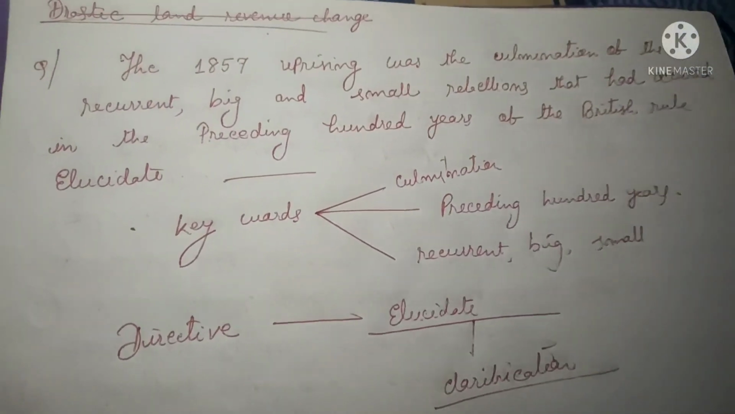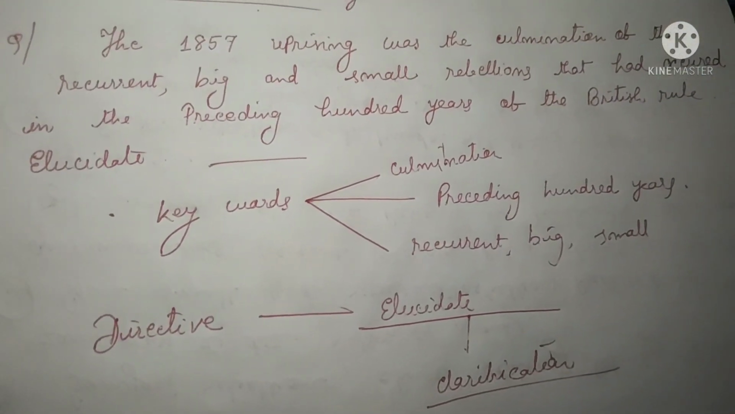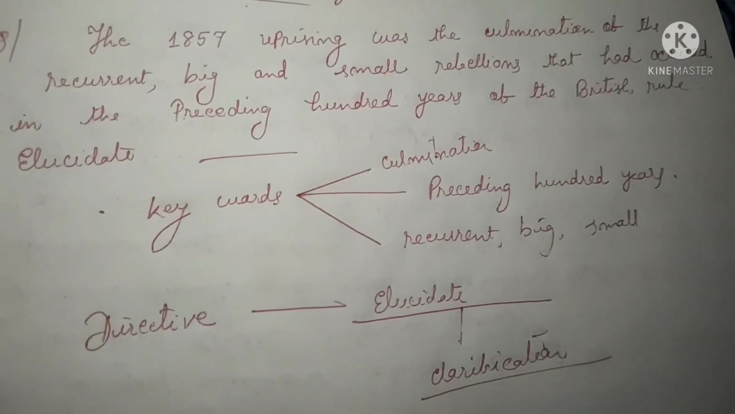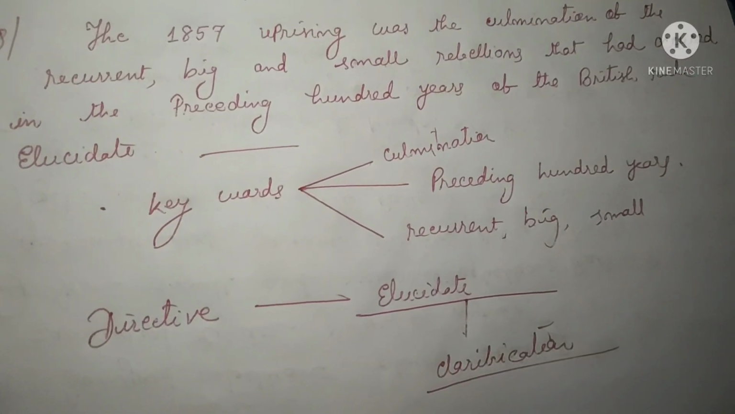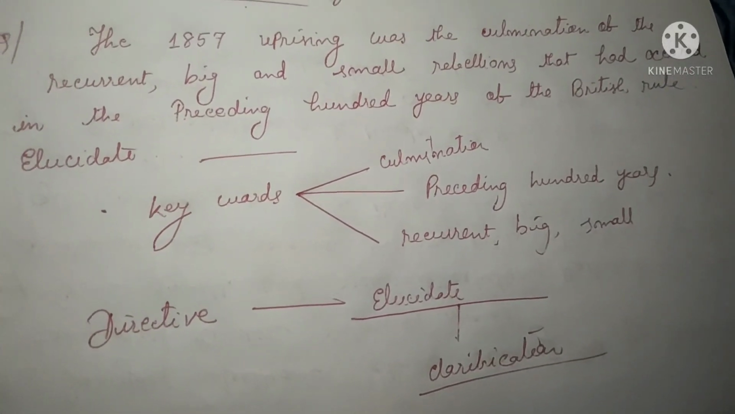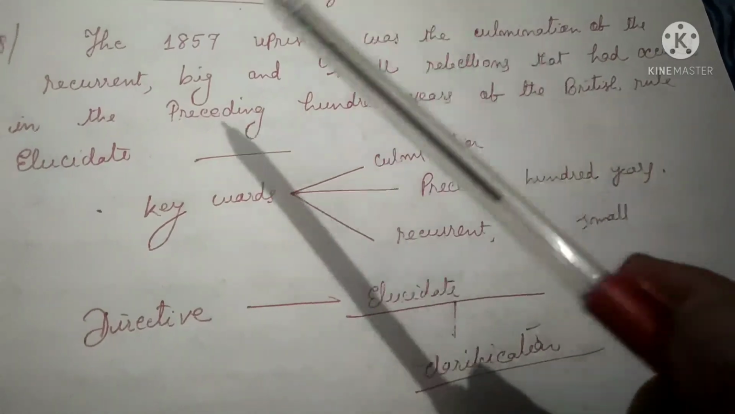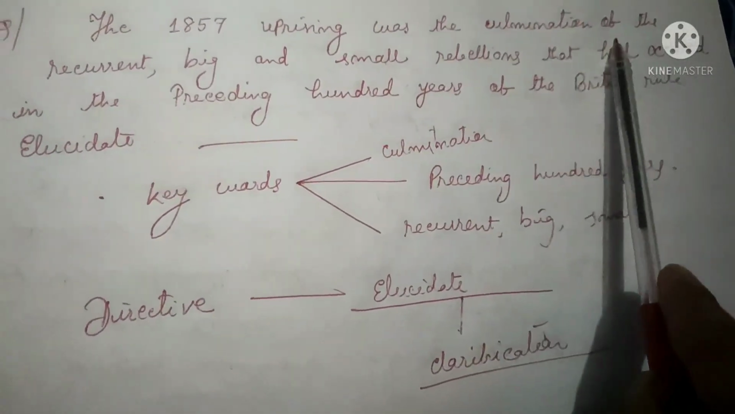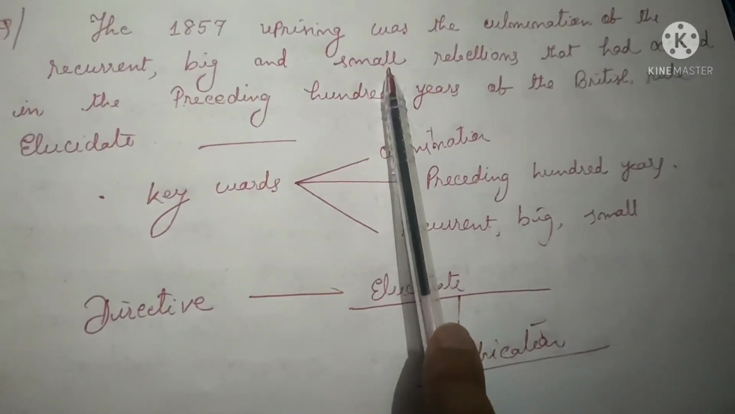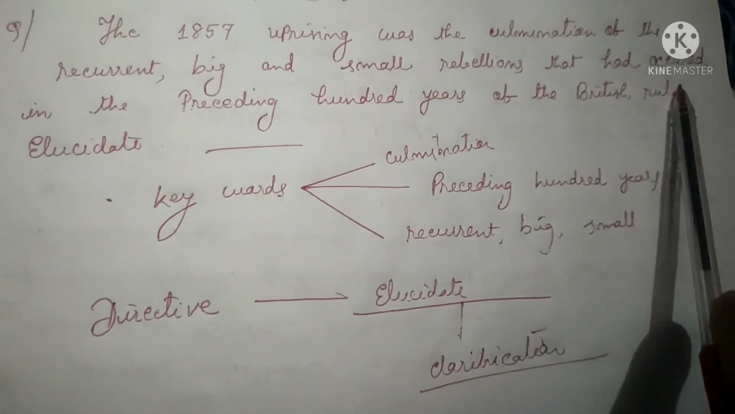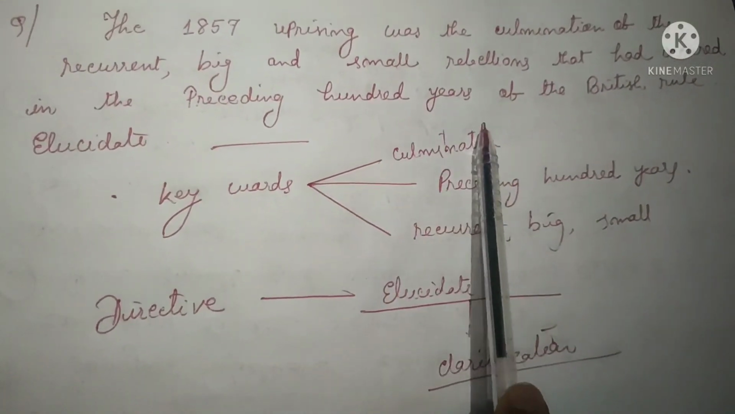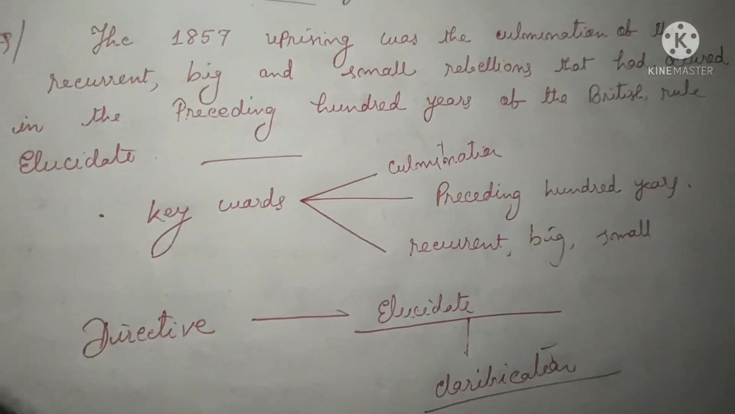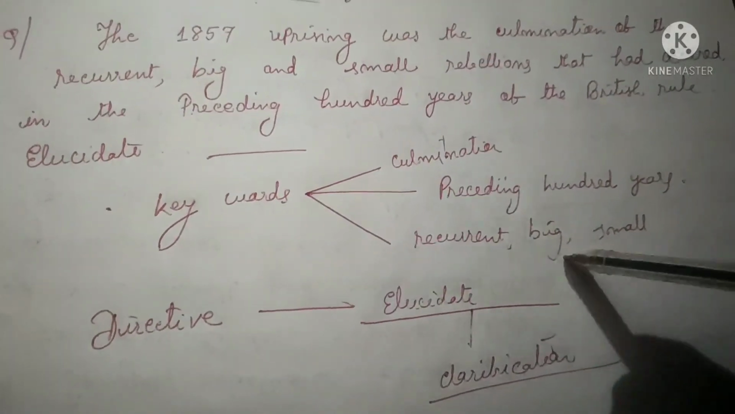Hey guys, hope all of you are well, and in this video we are going to discuss one question concerned with history which was asked in the GS1 paper 2019. The question is: the 1857 uprising was the culmination of the recurrent big and small rebellions that had occurred in the preceding 100 years of the British rule. Elucidate. The question is very interesting as well as important.